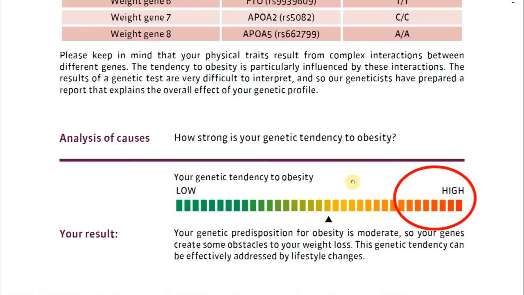If you're up here, it means kind of the opposite. It means that most of your genes predispose you to be overweight. So it's not really a problem of your lifestyle, although it is part of the problem, definitely. But the genes, your genetic tendencies, things you've inherited, are part of the problem, and a big part of the problem.